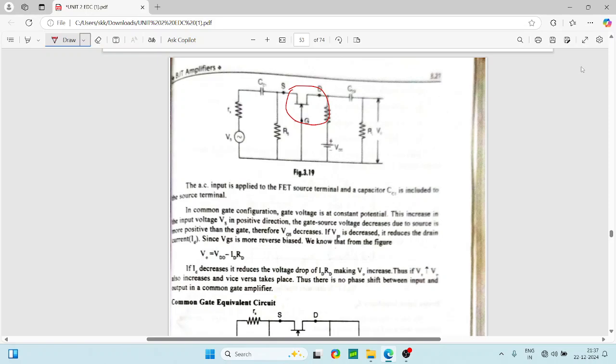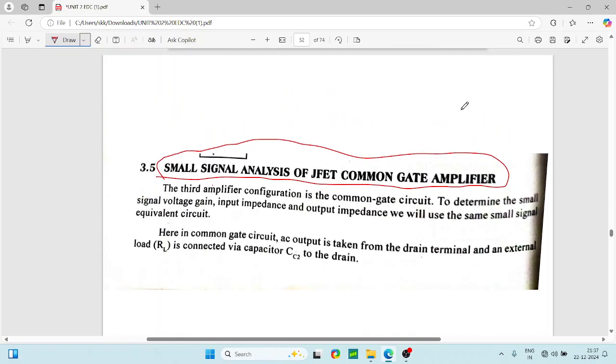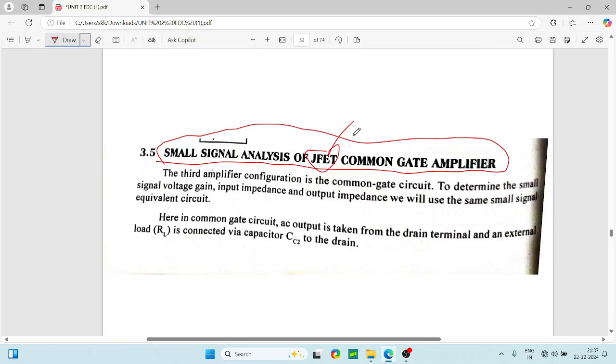Now, what is our question? Small signal analysis of JFET amplifier. Instead of JFET, if you put the MOSFET symbol, it's called a MOSFET. Okay, right.